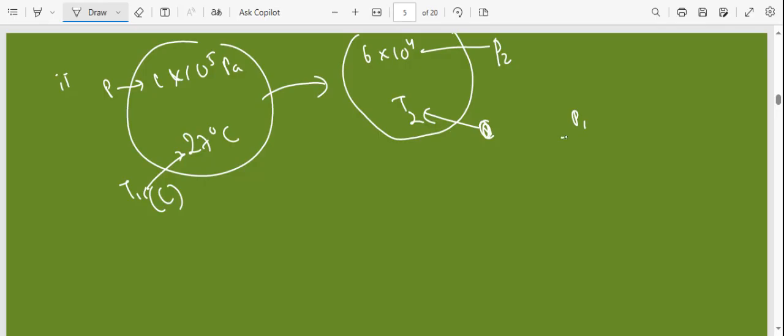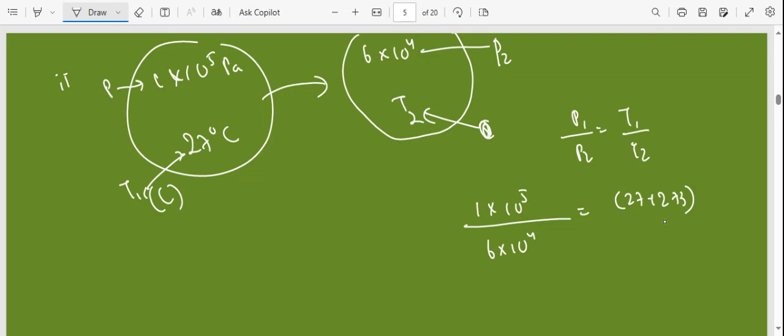Again, use the same equation P1 over P2 equals T1 over T2. So then P1 is 1 into 10 to the power 5 divided by P2 is 6 into 10 to the power 4. T1 is 27 plus 273 divided by the T2. If you use this way, the answer is coming in Kelvin, right? So we are just using the T2 directly. So answer is coming in Kelvin. What is the answer we are getting?